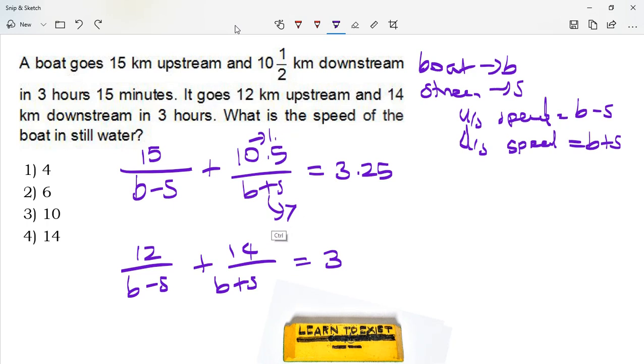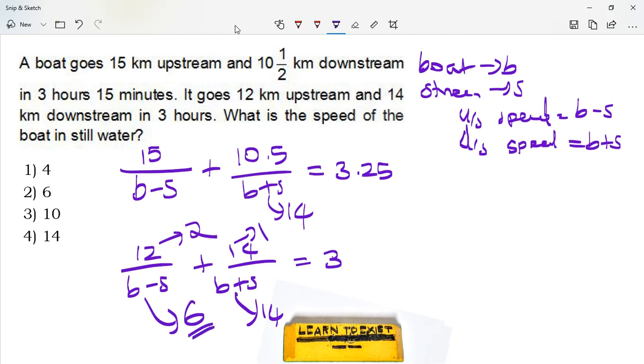So I won't try 3.5. We'll try 14. Okay, so b plus s is 14. So 14 by 14, this part will be 1. So this is 3, and 3 minus 1 will be 2. So this part has to be 2. So b minus s has to be what? 12 by 6. Okay, this has to be 6.